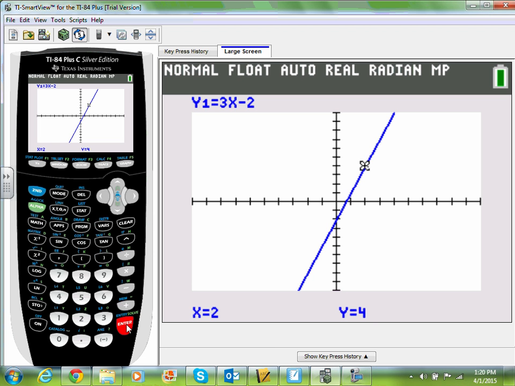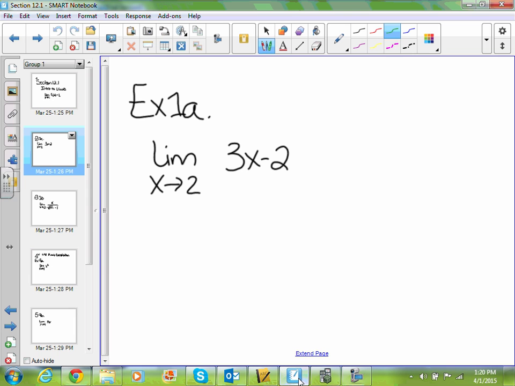And so 4 then is your answer. Where's your limit? 4. Yep, so your limit as x approaches 2 of 3x minus 2 equals 4.